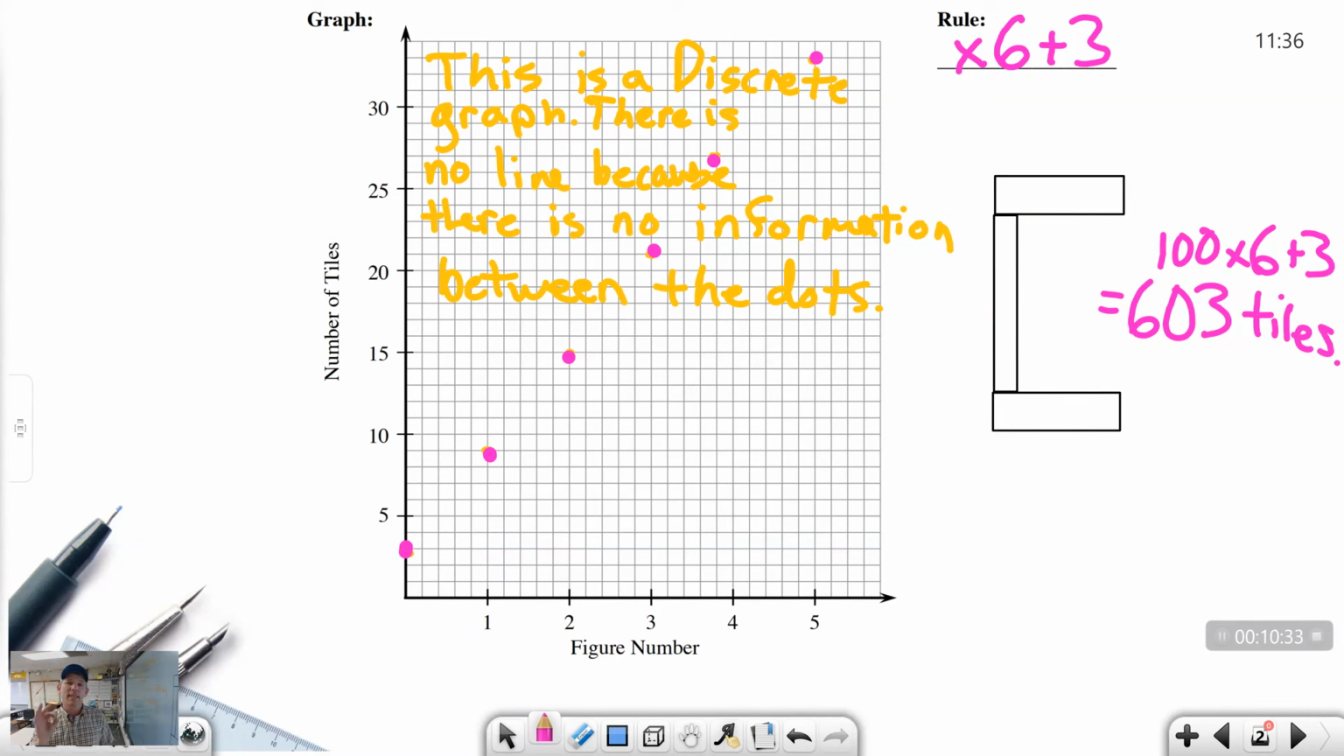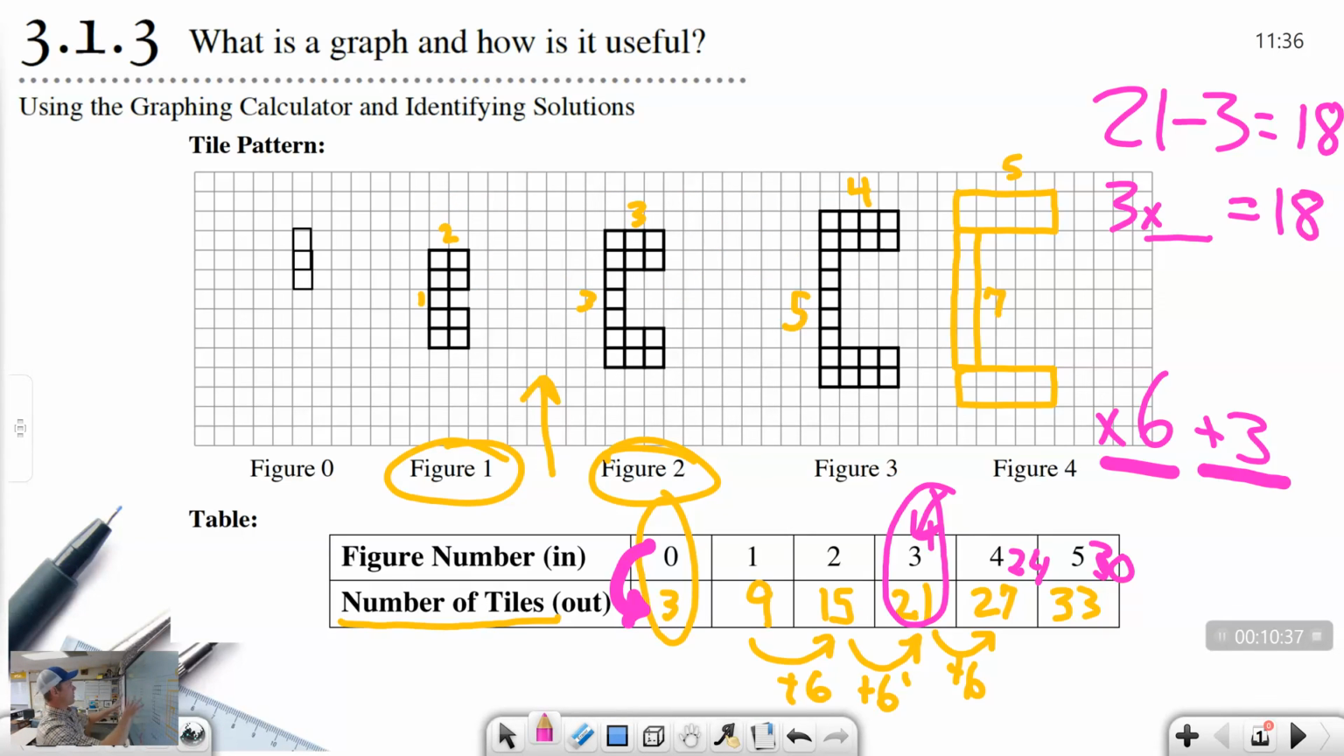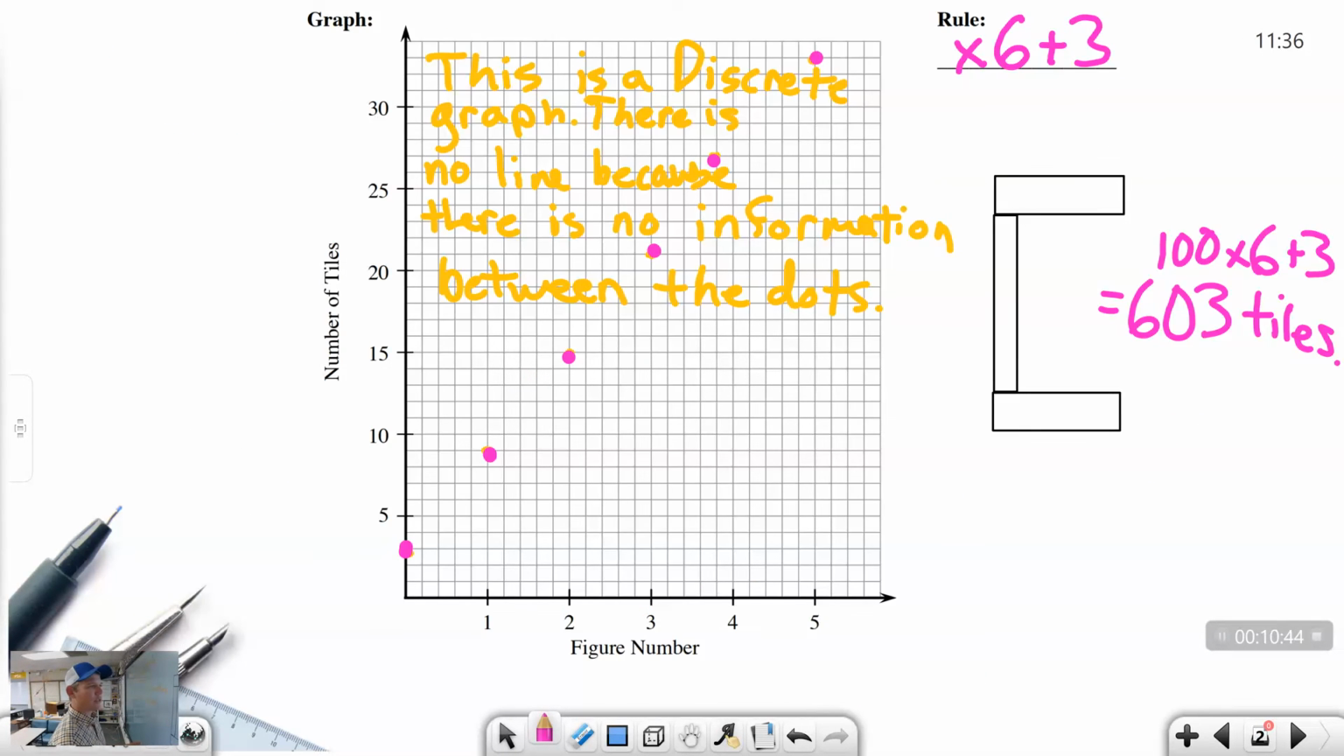Now, so far I have given you just about everything in this lesson. Okay? Here's the last thing that I need you to do. Based on this tile pattern, can you tell me the dimensions of the 100th figure? That is your final task for this problem. 100th figure.